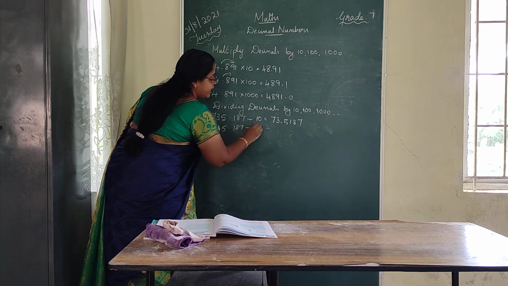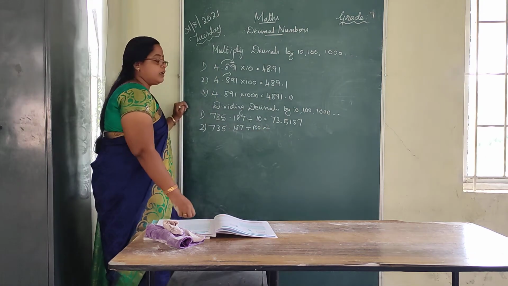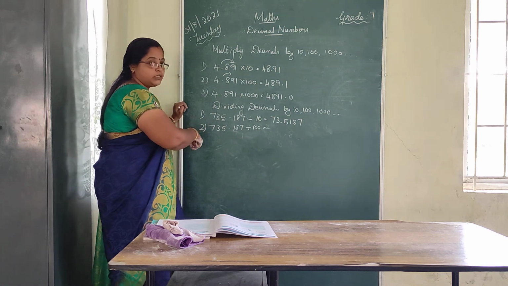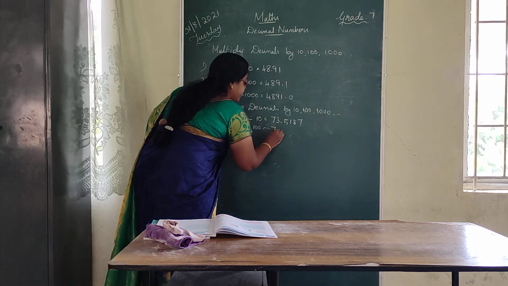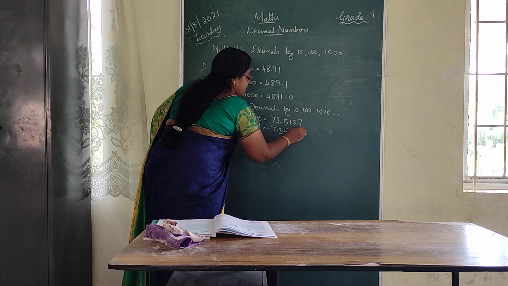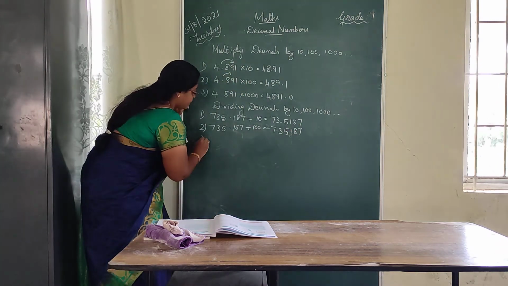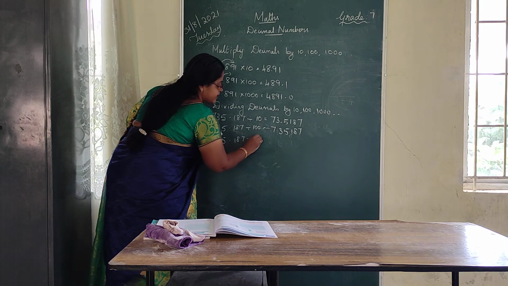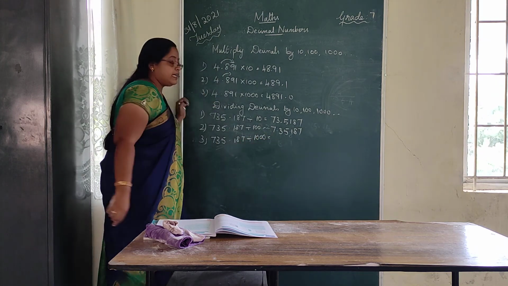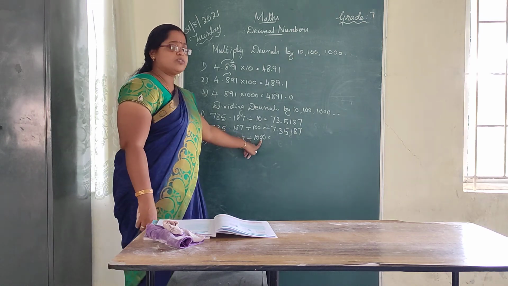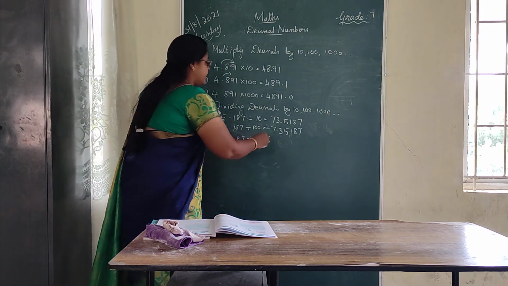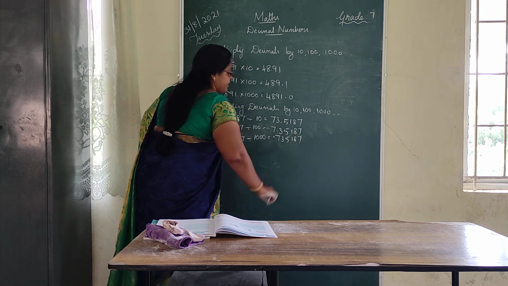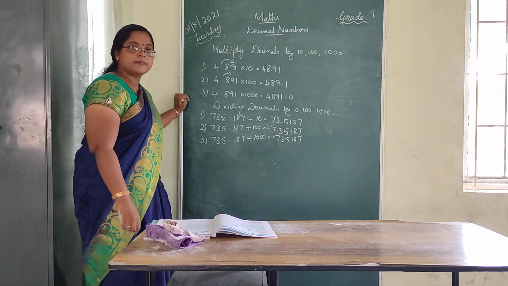The same question, 735.187 divided by 100. How many digit 0s here? 2 digit 0s, so the point should move backward 2 steps. So that's 7.35187. Okay. So finally, 735.187 divided by 1000. It has 3 digit 0s, so it will move 3 steps backward. So that's 0.735187. Do you understand this?